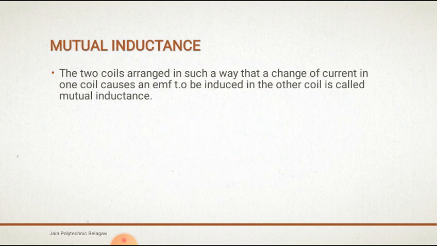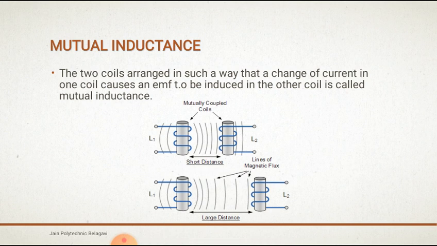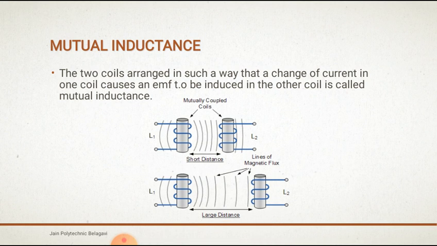Mutual inductance. The two coils arranged in such a way that the change of current in one coil causes an EMF to be induced in the other coil is called mutual inductance.